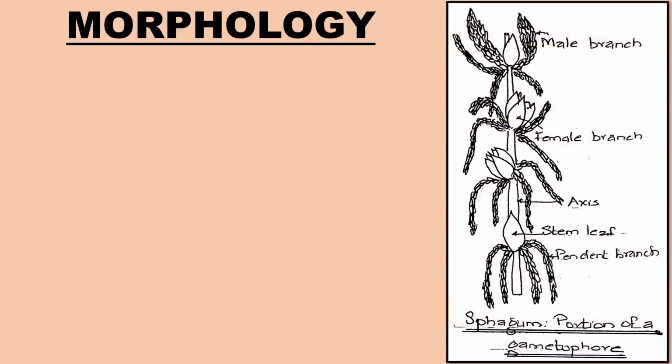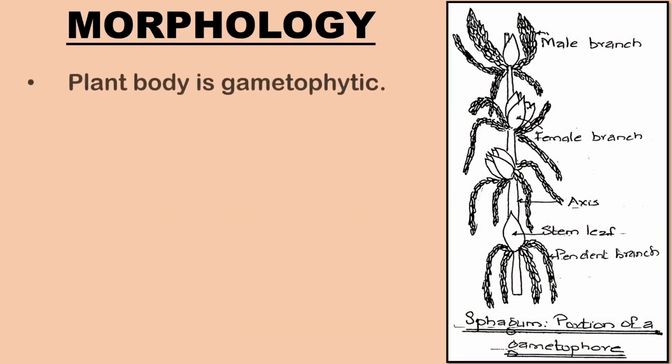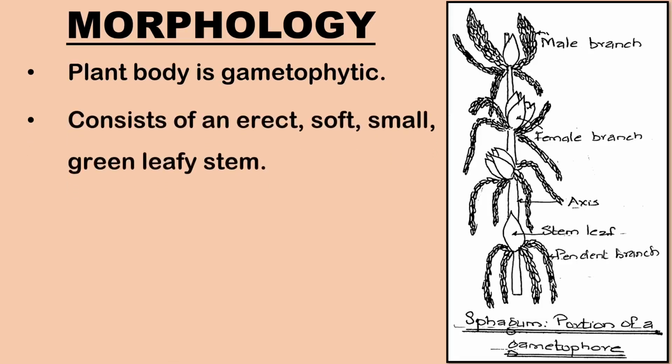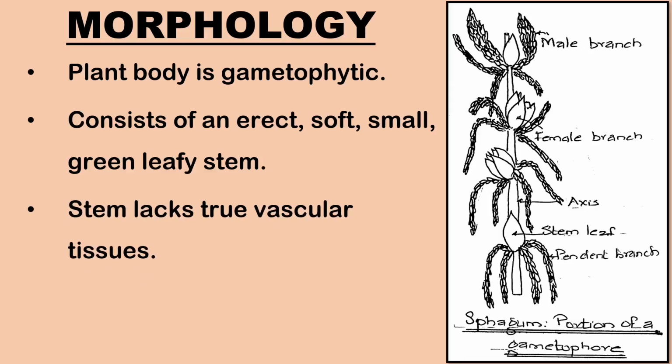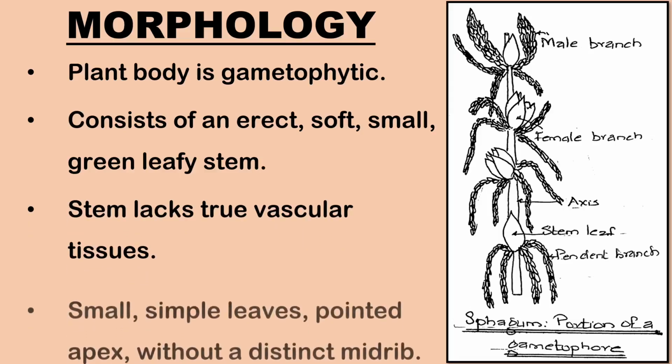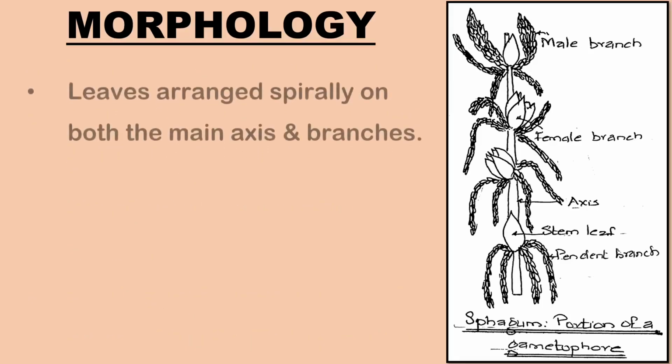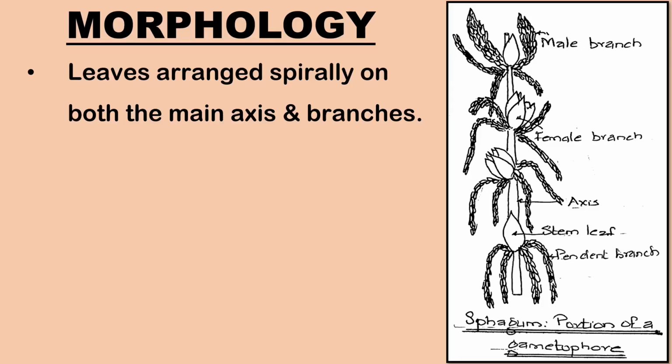Next, let us look into the morphology of Sphagnum. The plant body of Sphagnum is gametophytic, consisting of an erect, soft, small, slender, green leafy stem. The stem lacks true vascular tissues. The leaves are small, simple, one cell thick, with pointed apex without a distinct midrib. They are arranged spirally in both the main axis and branches.